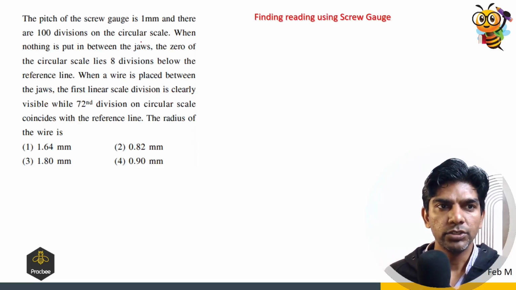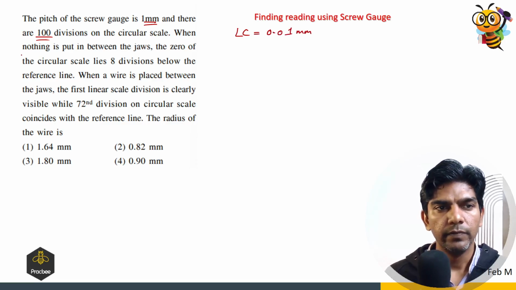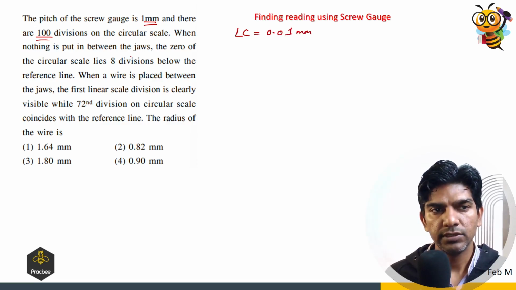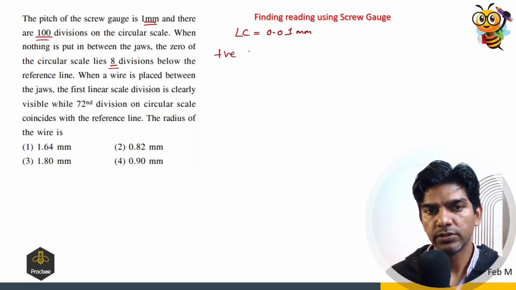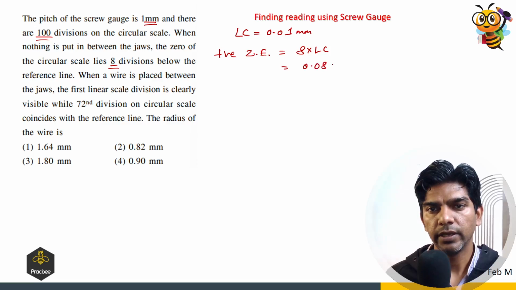So option 3 is the right answer. Now let us see this question. The pitch of a screw gauge is 1 millimeter and there are 100 divisions, so least count will be 0.01 millimeter. When nothing is put between the jaws, the zero of the circular scale lies 8 divisions below the reference line, so it will have a positive zero error, which will be 8 times the least count, so it will be 0.08 millimeter.